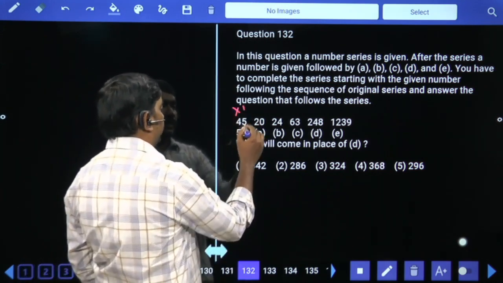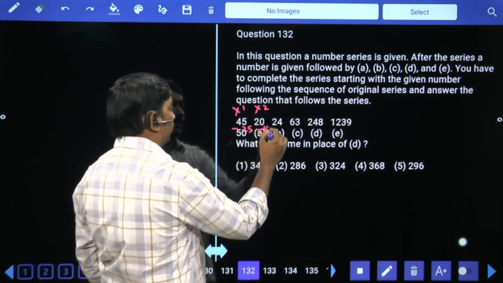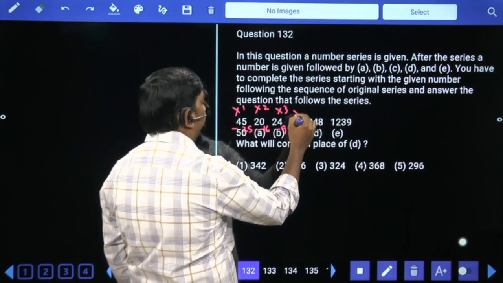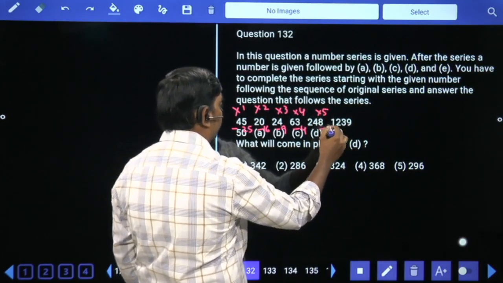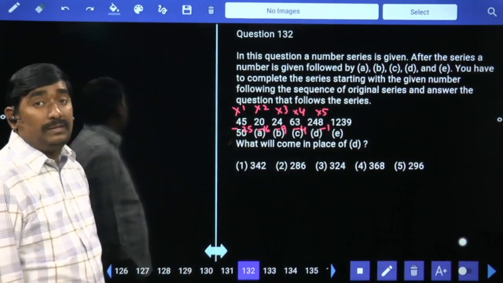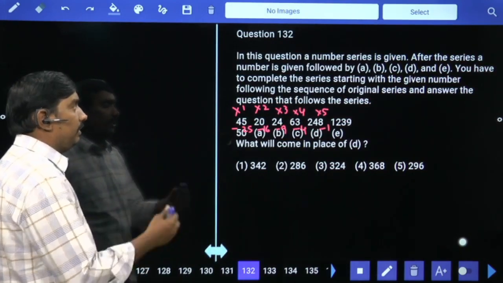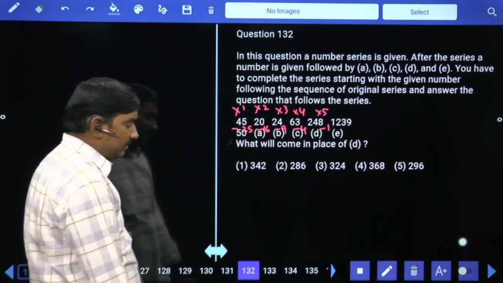Into 1 minus 5 square, into 2 minus 4 square, into 3 minus 3 square, into 4 minus 2 square, into 5 minus 1 square. Again into 1 minus 5 square, into 2 minus 4 square, into 3 minus 3 square, into 4 minus 2 square, into 5 minus 1 square.